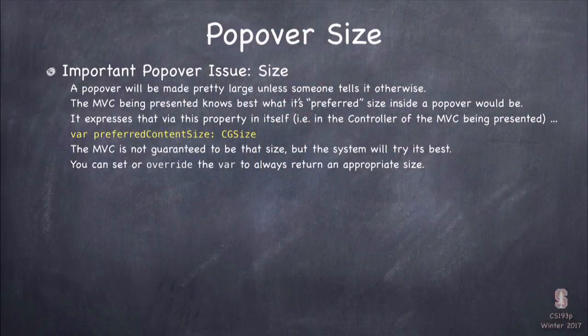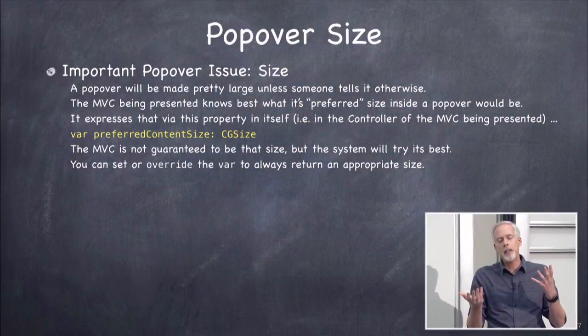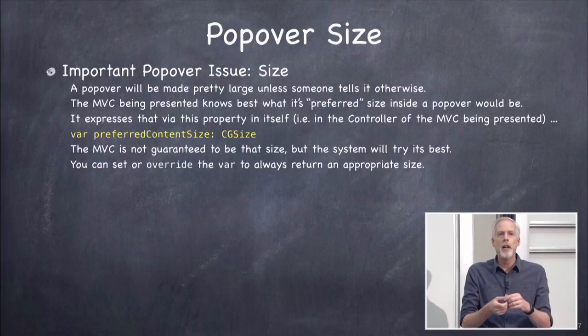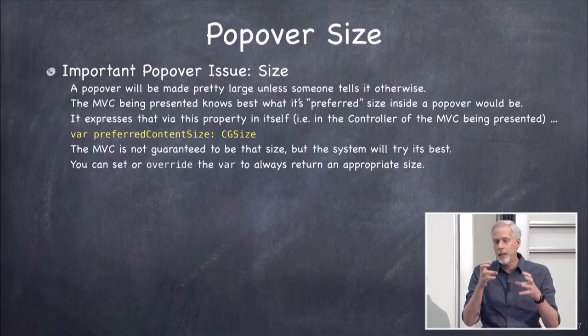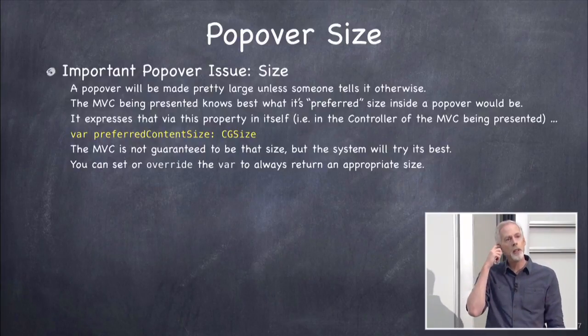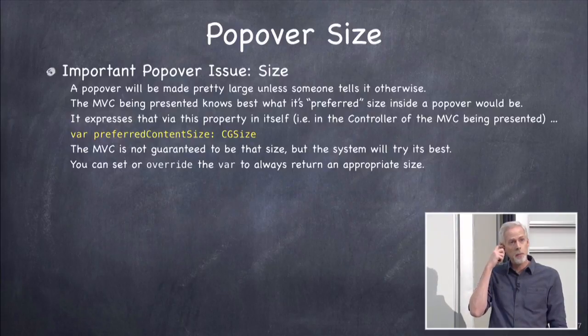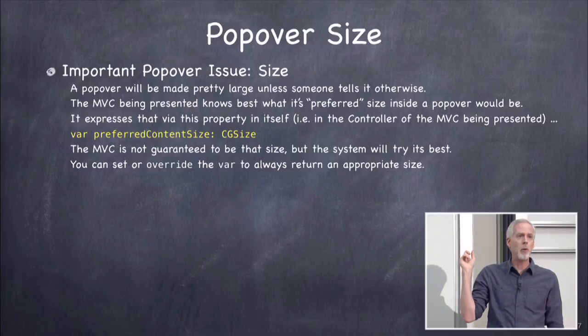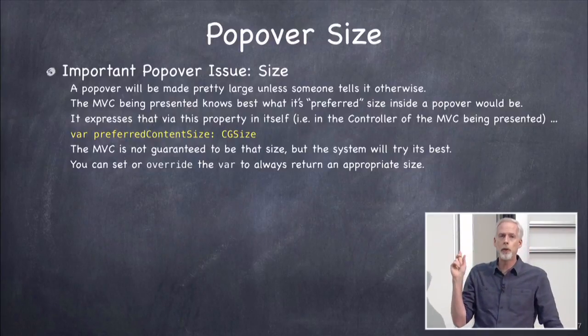But there's another important issue about popovers, by the way, which is their size. Now, by default, a popover comes up in a size that is kind of like an iPhone in portrait. That's kind of its default size. And if it doesn't really know what size the stuff inside is, that's the best it can do. But you can control that size and make it a lot better by having the MVC that's being presented set this var called preferredContentSize.